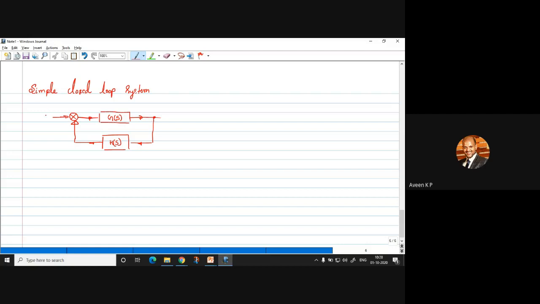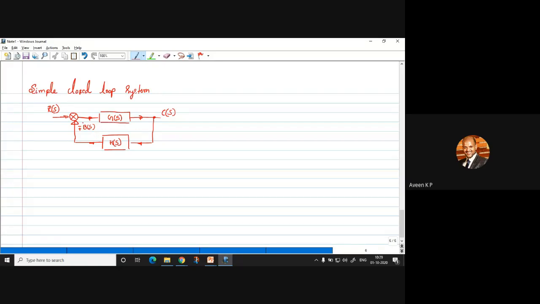So here I will represent the input in S domain. We always represent input in the terms R of S and the output C of S. So remember this. R of S will be the input and C of S is the output, so we call this as a reference input and this as controlled output. And the feedback signal will be represented by B of S. And the sign could be positive or negative, plus or minus B of S.